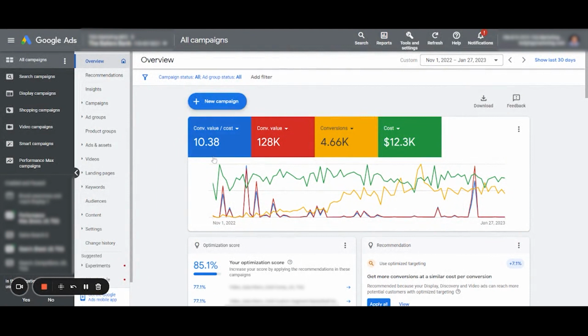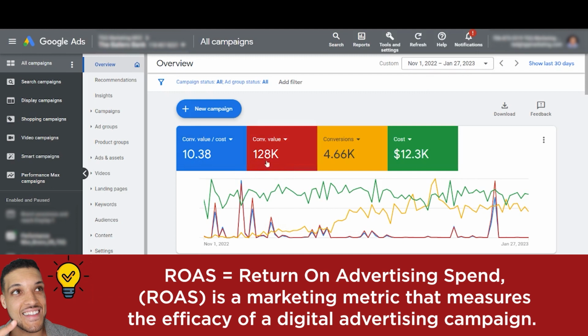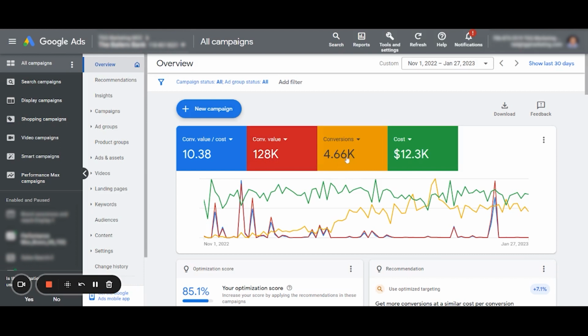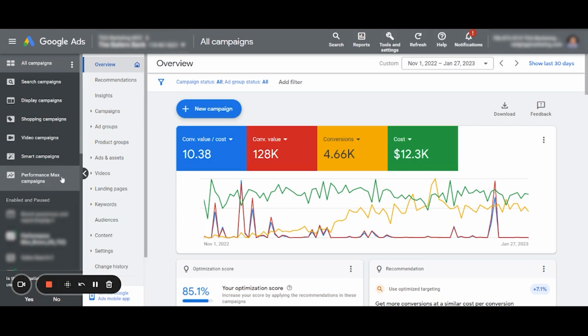Okay, as you can see in the ad account here, the results: 10x ROAS from November 1st to January 27th, 2023, 28K in conversion value with about 4.66K conversions, about 12K in spend. These are the results. And the first problem that was wrong with this account prior is the Performance Max campaign.